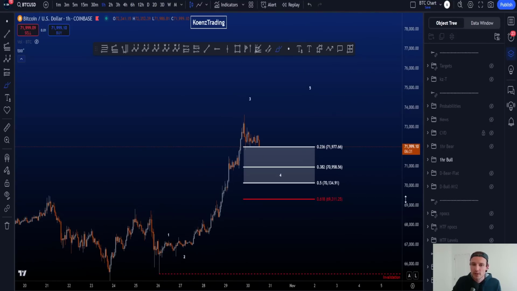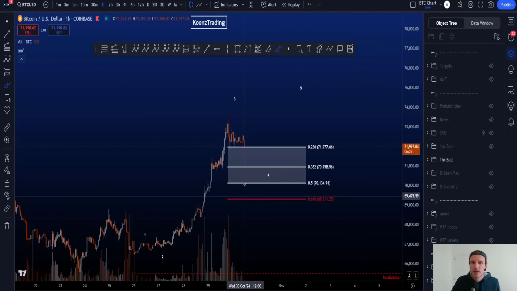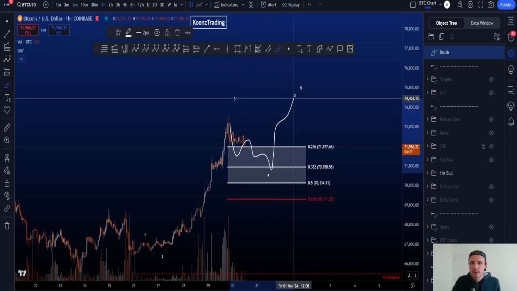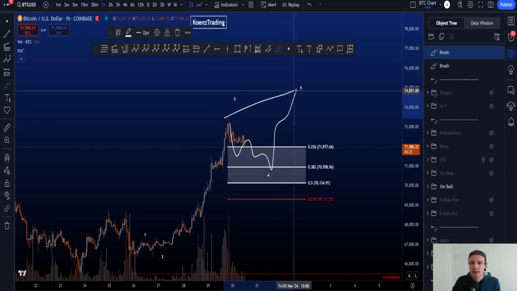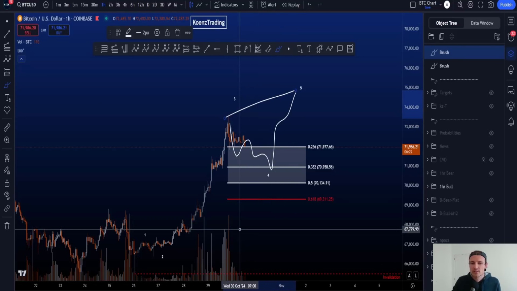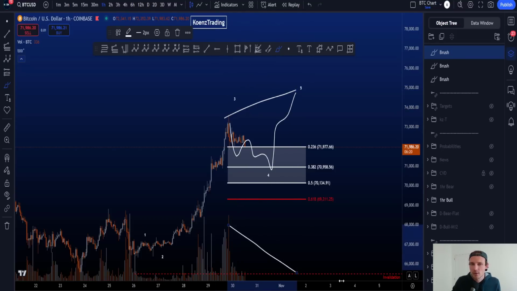Now what is important, however, is the volume, because if you're looking for a 4 and then a 5 to the upside, you're making a higher high and you want to see a higher high made on a lower amount of volume.